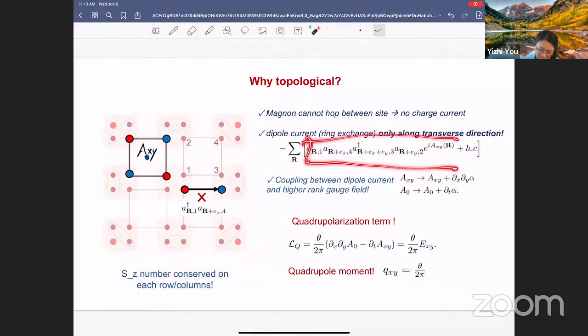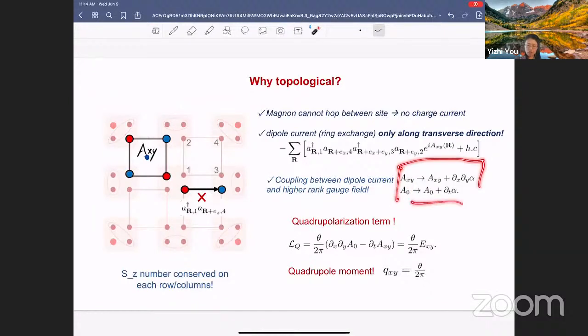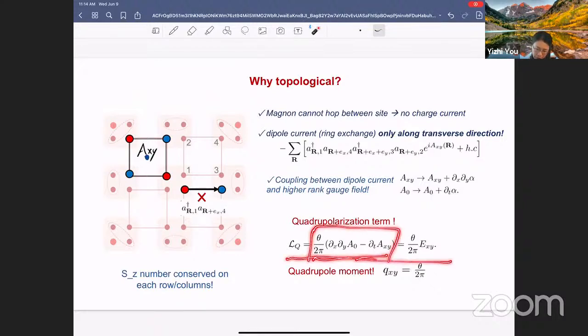And the minimal coupling is the gauge potential minimally coupled with any ring exchange term. This is the only spatial component of the gauge potential. And we also have a time component A0, which would couple with the charge density. And they have the following gauge transformation. And now I only look at a linear response at the leading order, at the tadpole order with one gauge potential leg. And then what we will find is the only gauge invariant term that is allowed is this quadrupolarization term.